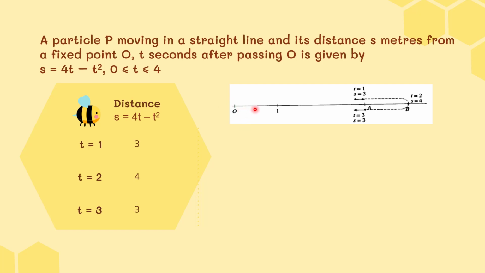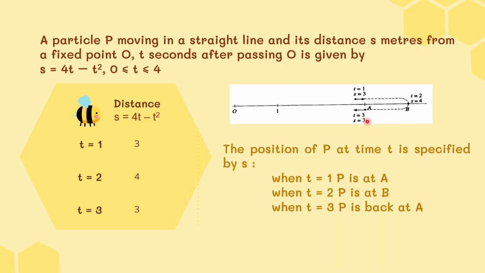So we can draw the path of the journey of the particle from the fixed point O. When t equals 1, the first position is point A, where the position of the particle is 3 meters from point O. Then when t equals 2, it goes to point B, because s equals 4. And when t is 3, we can see that the position is back at point O. So here we can see the specification of s.